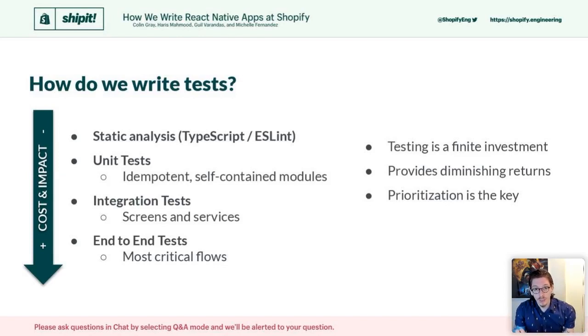With that in mind, we also have to be mindful that testing is a finite investment. It requires time and money because you have actual developers working on it. So you have to be mindful that you're actually allocating resources on that. Also, when you write tests, there will be a threshold where the tests will start to provide diminishing returns. They'll naturally overlap with each other, which will make you test the same thing over and over, and they'll just start providing less value. And because of that, prioritization is really the key to avoid waste.